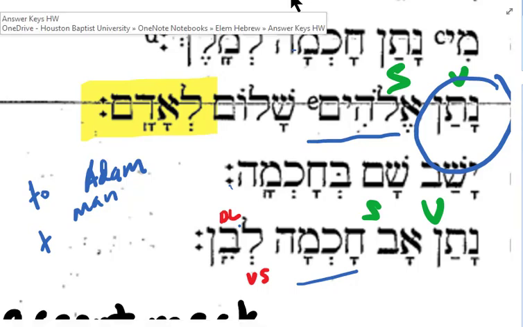So that's how we'll end our class. When we come back, we'll talk about what a dagesh forte is and how we can tell the difference between a dagesh forte and a dagesh lene.